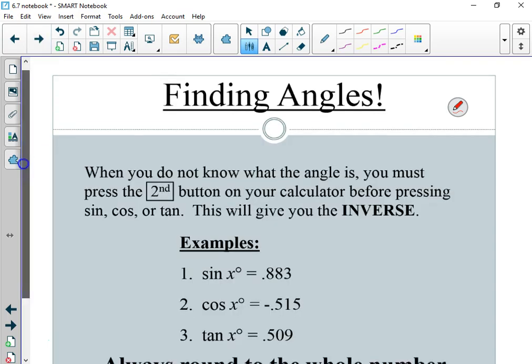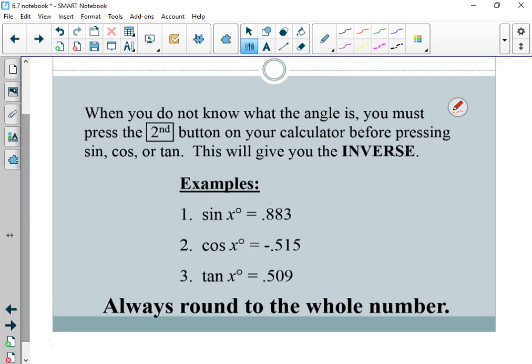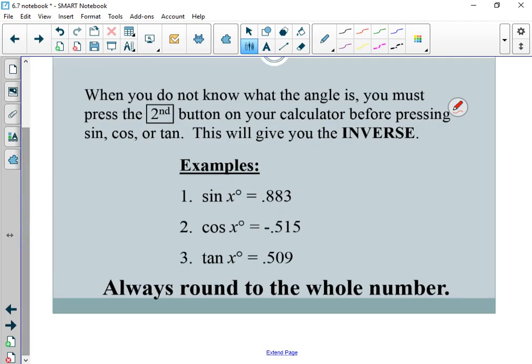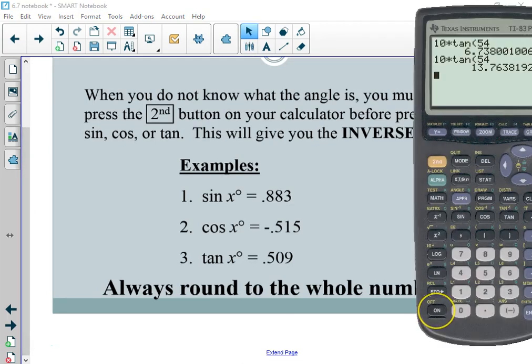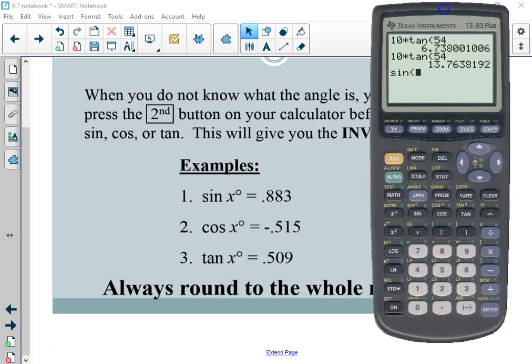Okay, find the angles. So we talked about this in class. When you don't know what the angle is, you're going to use the second button and the sine, cosine, or tangent. You're getting the inverse sine, inverse tangent, and so forth. So, for example, sine of x is 0.883. So you take your calculator and you do second sine, there's my inverse.